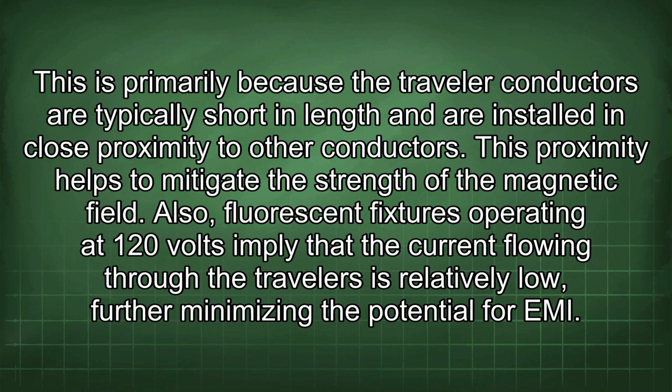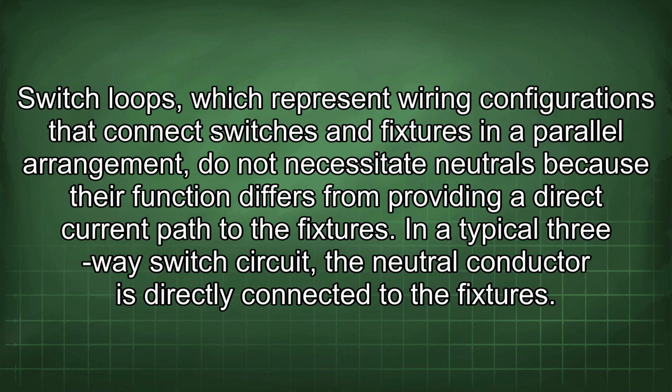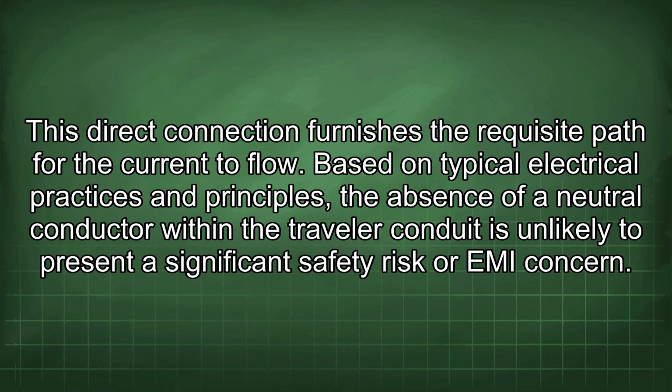the potential for EMI. Switch loops, which represent wiring configurations that connect switches and fixtures in a parallel arrangement, do not necessitate neutrals because their function differs from providing a direct current path to the fixtures. In a typical three-way switch circuit, the neutral conductor is directly connected to the fixtures. This direct connection furnishes the requisite path for the current to flow.